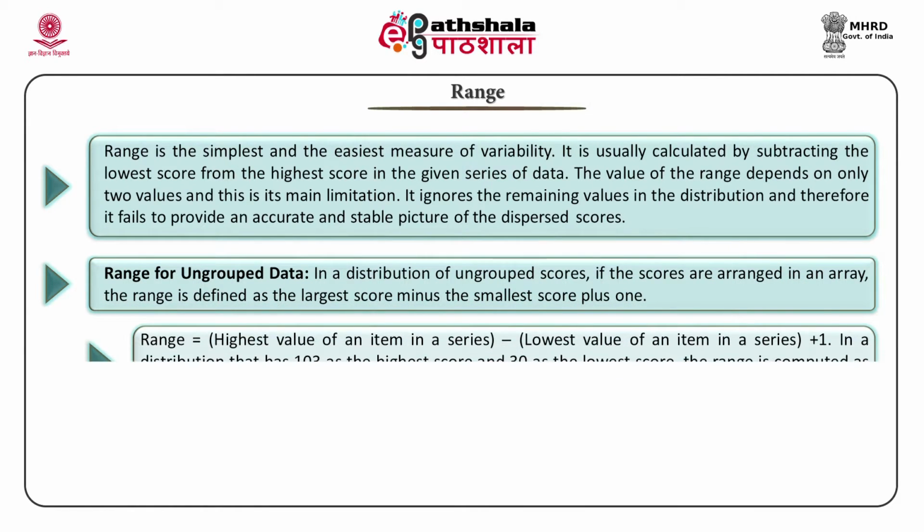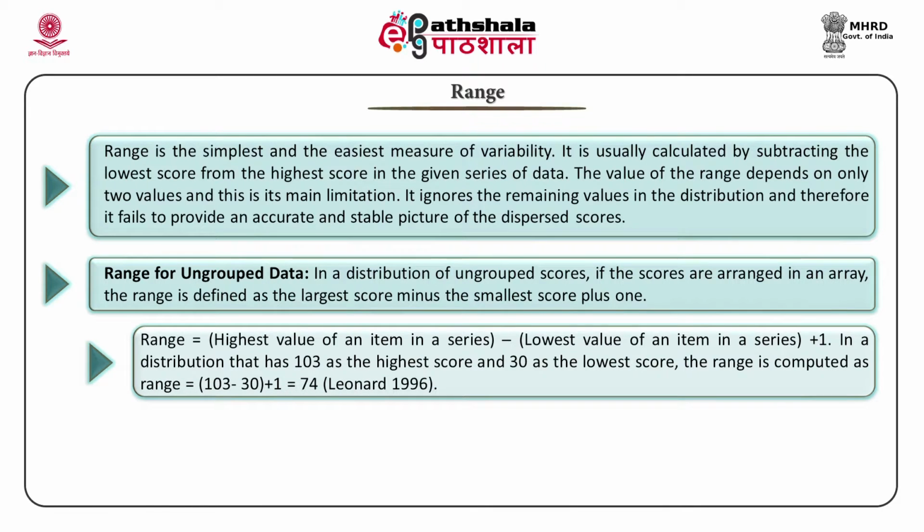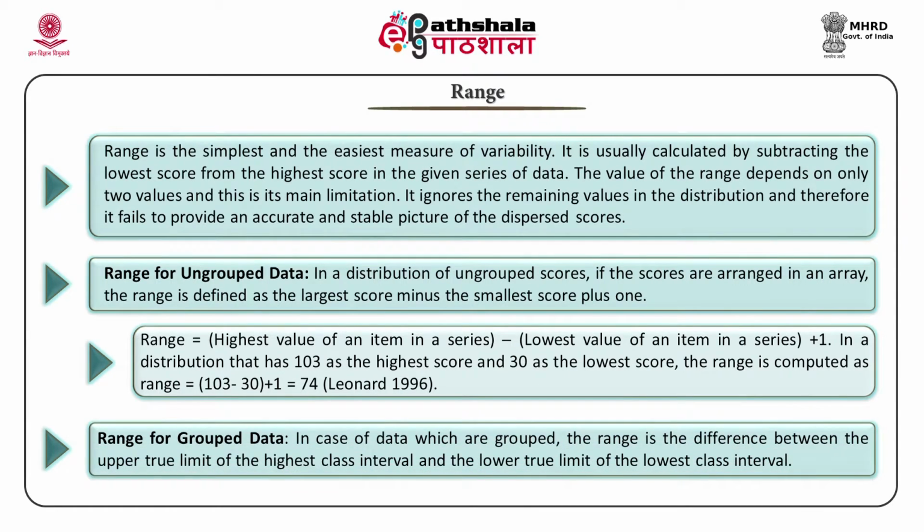How to find range for ungrouped data? In a distribution of ungrouped scores, if the scores are arranged in an array, the range is defined as the largest score minus the smallest score plus 1. In a distribution that has 103 as the highest score and 30 as the lowest score, the range is computed as 103 minus 30 plus 1, that is 74. Range for grouped data: in case of data which are grouped, the range is the difference between the upper true limit of the highest class interval and the lower true limit of the lowest class interval.